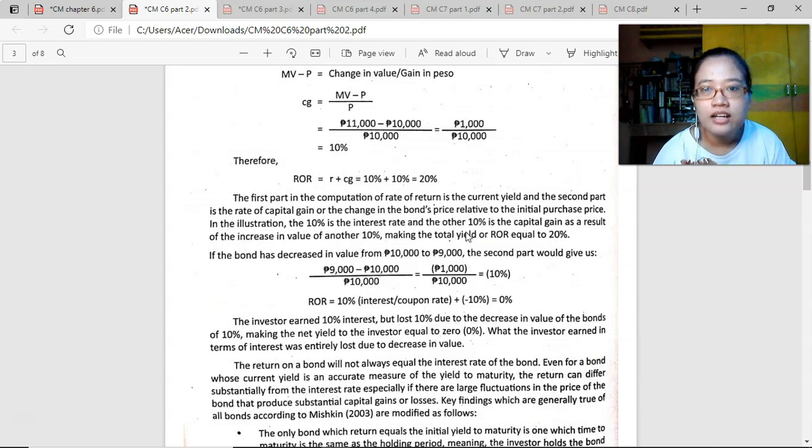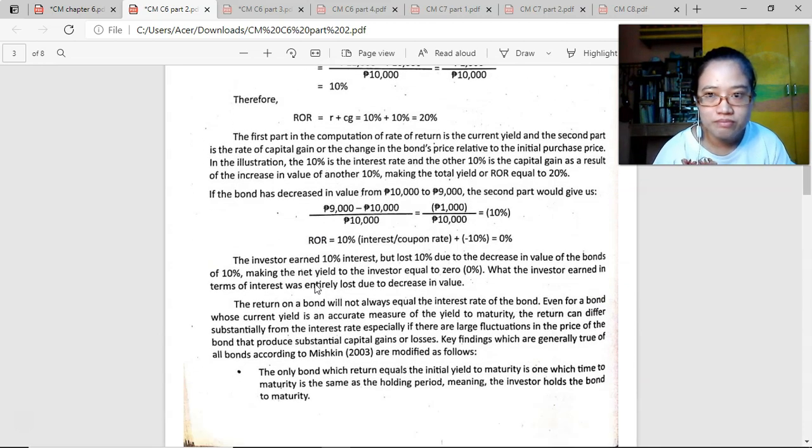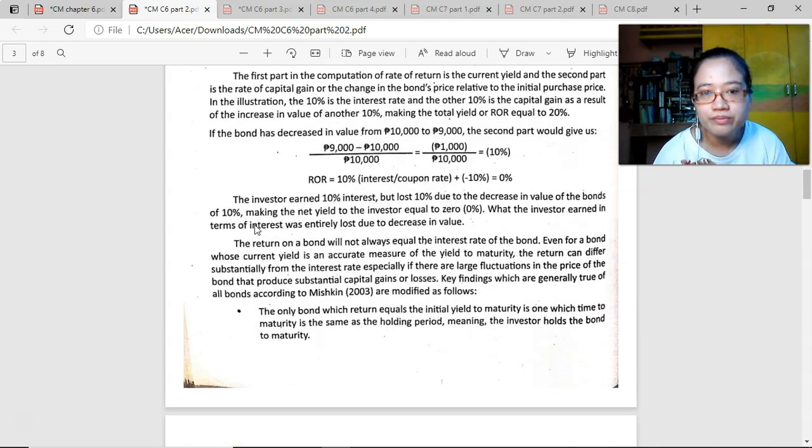So in total, the total yield or rate of return is 20%. If the bond has decreased in value from 10,000 to 9,000, the second part would give us negative 10. So yung capital gain niya is negative 10%. So yung rate of return niya, 10% yung natanggap niya na interest, tapos negative 10 yung capital gain or decrease in market value. So yung total rate of return is essentially 0. Pero in that particular scenario lang naman yan. The investor earned 10% interest but lost 10% due to the decrease in the value of the bonds of 10%.